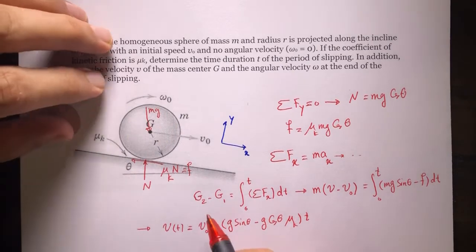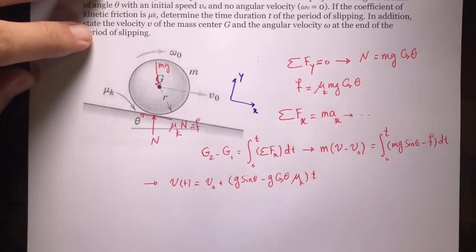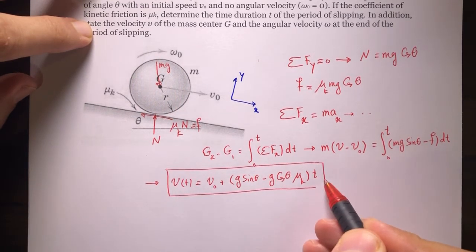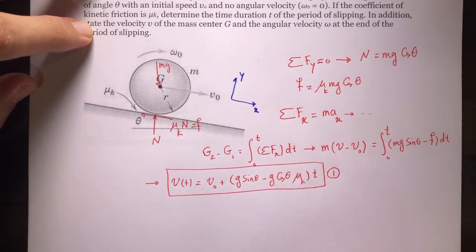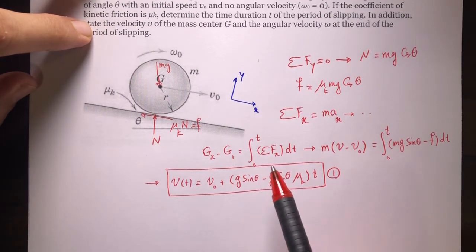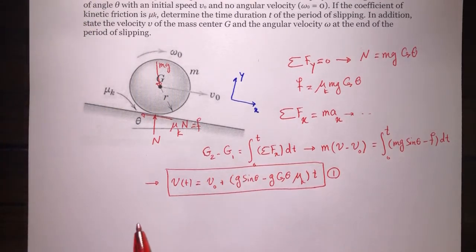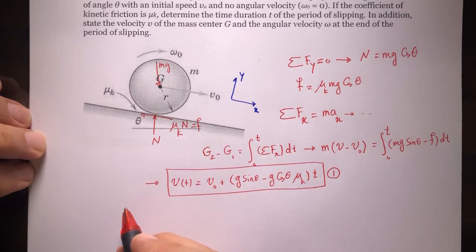So this is going to be the velocity of a sphere at any moment, at any time. Let's call this equation 1. We can do the same thing, but instead of using the linear momentum equation, we can use the angular momentum equation to find omega.